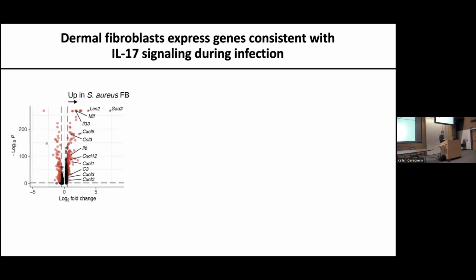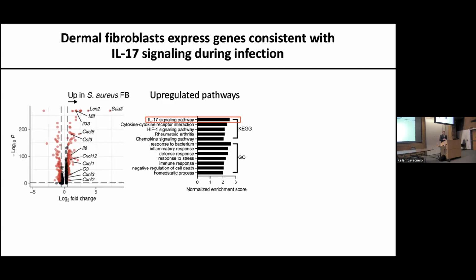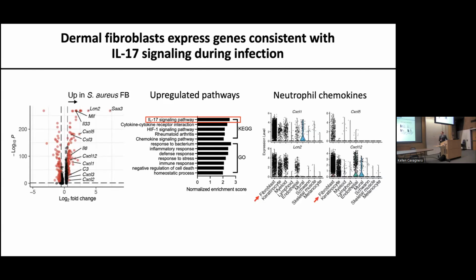Now, to understand how the fibroblasts might be communicating with myeloid cells, we looked at the differentially expressed genes in the fibroblasts during infection. And we found that these cells upregulate many host defense genes. Importantly, we see neutrophil chemokines, these CXCL molecules, pro-inflammatory cytokines, antimicrobials, and other genes. And overall, these genes were most consistent with the IL-17 signaling pathway. And remember that IL-17 is that key amplifier of defense against Staph aureus.